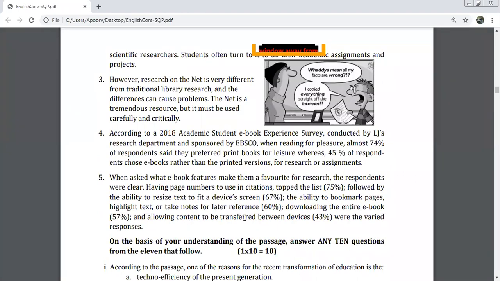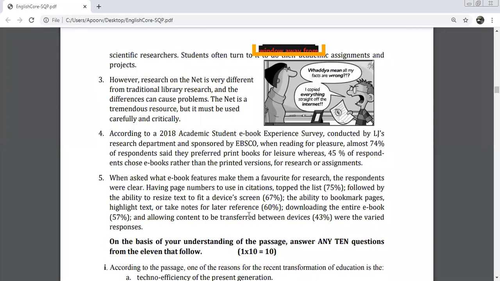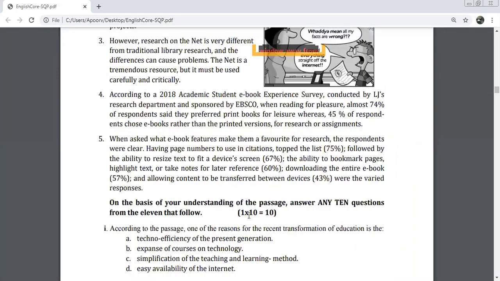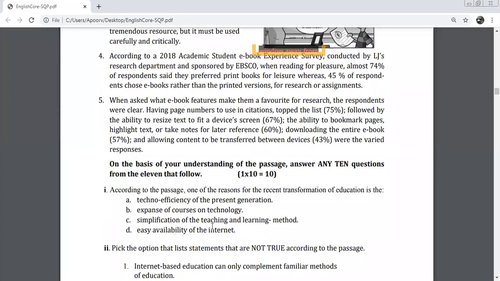Let's see. On the basis of your understanding of the passage, answer these questions. Tell me the first one. According to the passage, one of the reasons for the recent transformation of education is. Beta, I'm giving you time to read the options, then I'll go back to the passage. I'll give you 1 minute, you give me the answer.